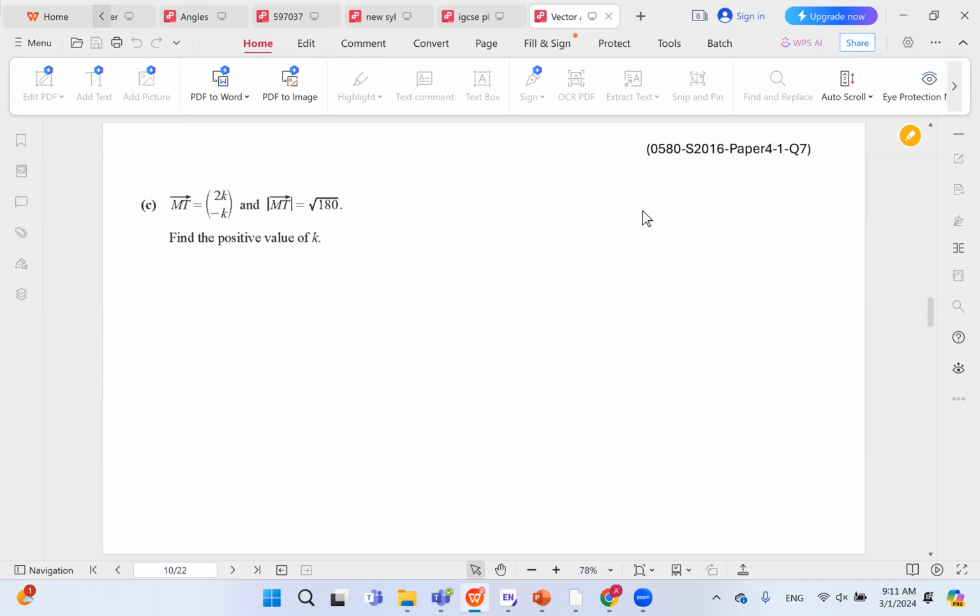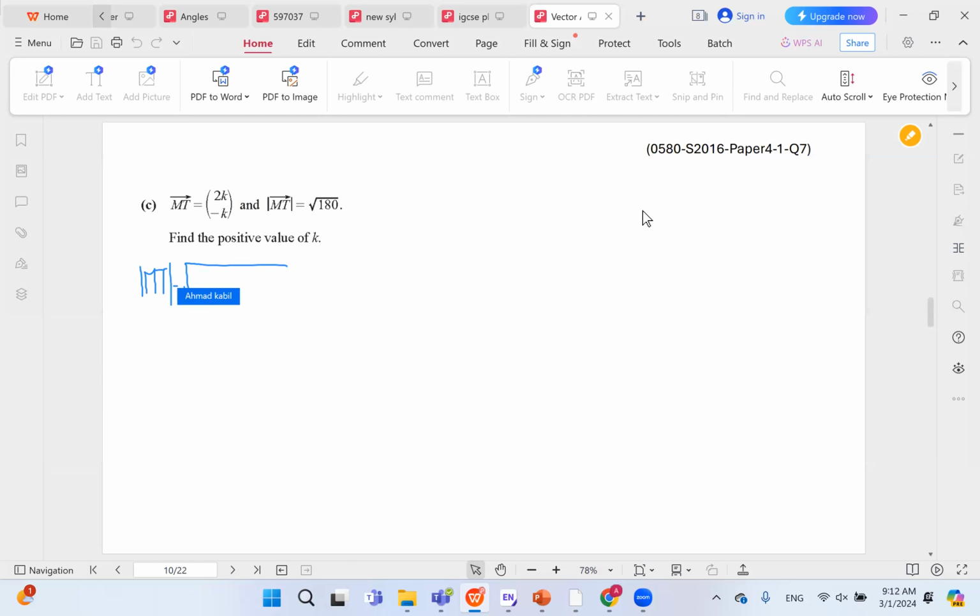MT equals 2K minus K, or 2K and -K. And the absolute value of MT, or the magnitude of MT, is root 180. Find the positive value of K. So what is the magnitude of MT, I apologize.